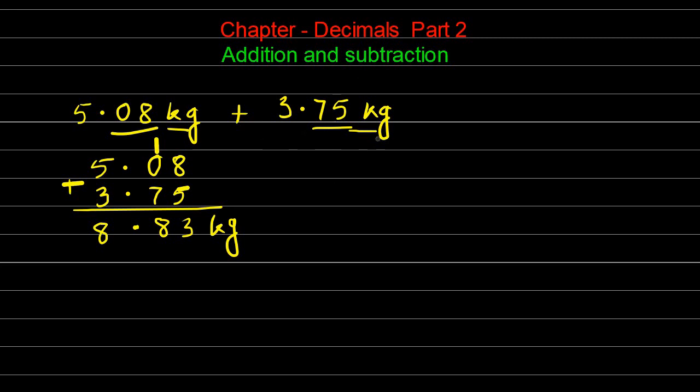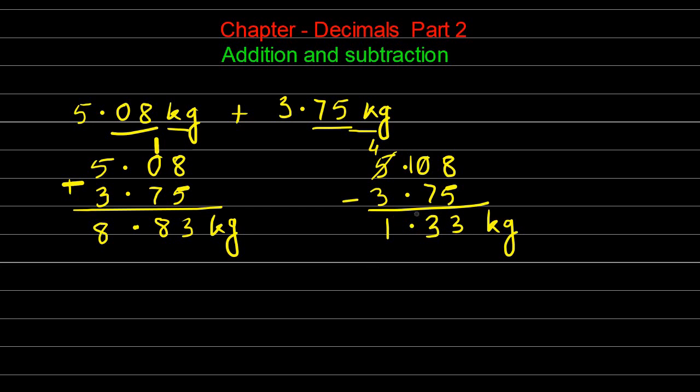Subtraction also happens in the same way. I can take the same numbers, 5.08 minus 3.75. 8 minus 5 is 3. We have to make this 9. Okay, we have to make this 4 and this 10. 10 minus 7 makes it 3. 4 minus 3 is 1. So subtraction gives you the answer 1.33. Again, its unit is kg. So this is how simply you can add or subtract decimals.